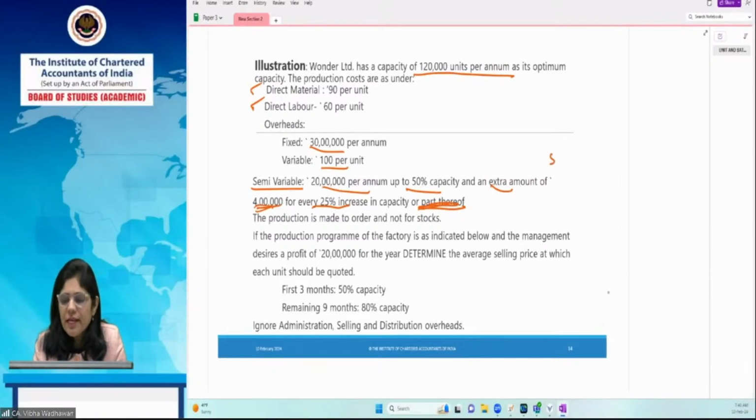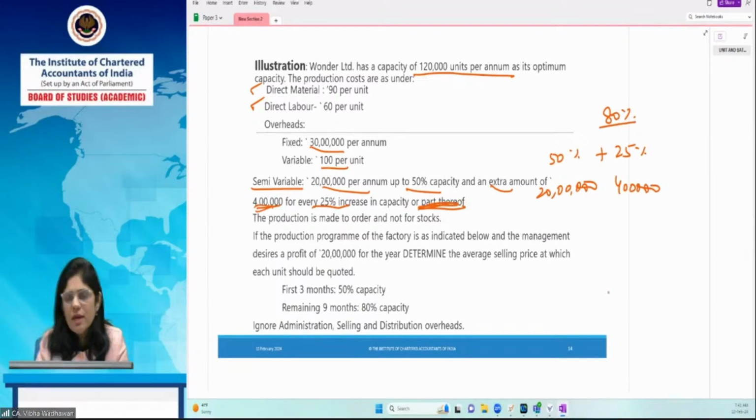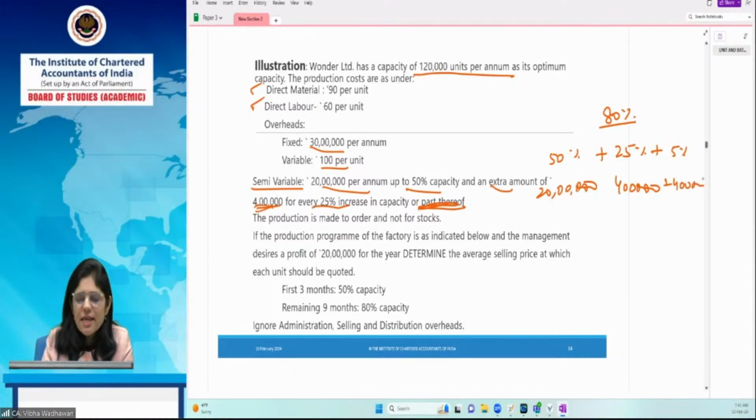So till 50%, the semi-variable will be 20 lakh. Okay. Now let us say it is 80%. So till 50, it will be this, plus extra 25, it will be 4. Let us say it is 80% capacity. So how will you do it? First 50, 20 lakh. Another 25%, it will be extra 4 lakh, plus 5%. Only 5% is extra, but it will again be 4 lakh because they are saying 'or part thereof'.